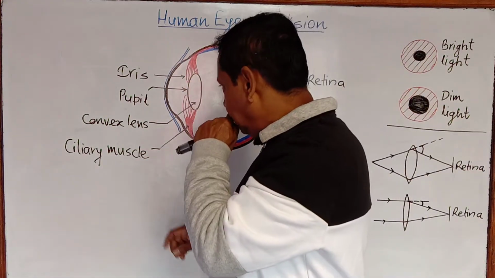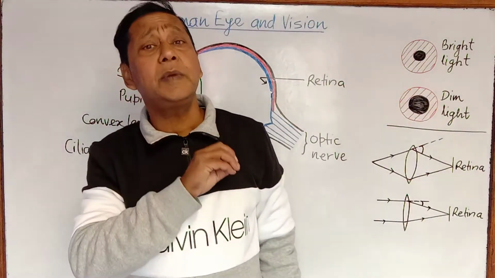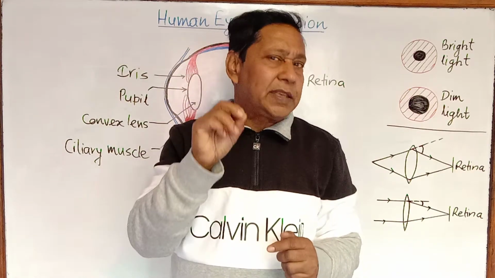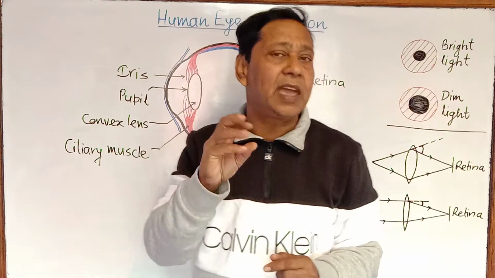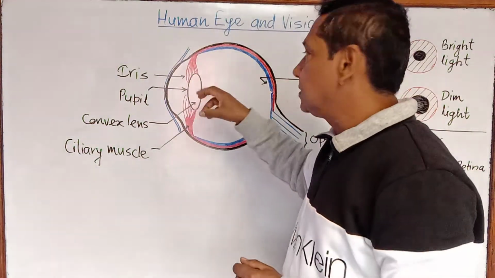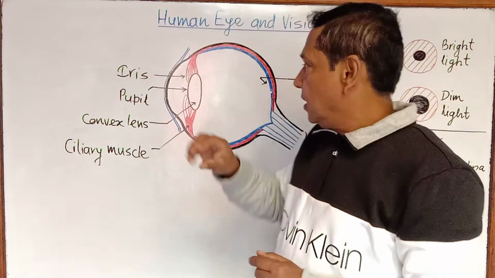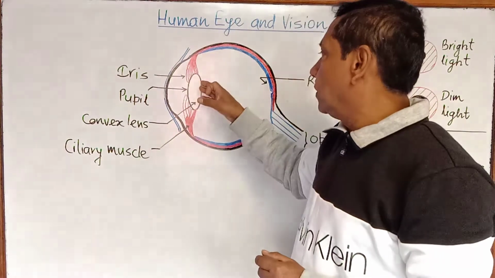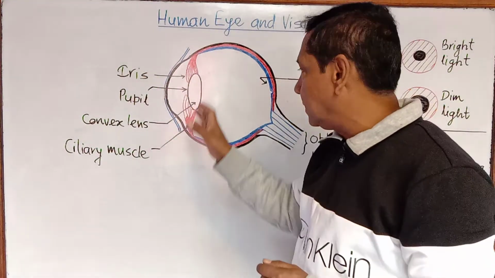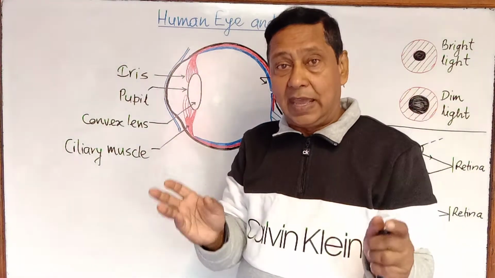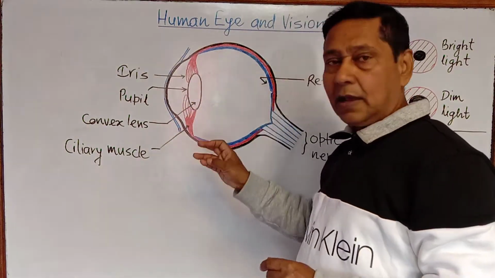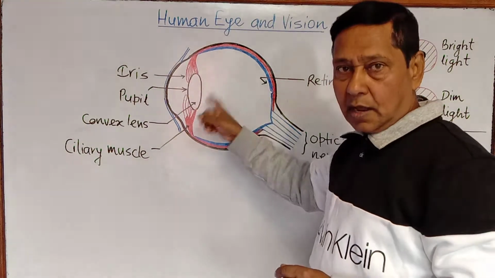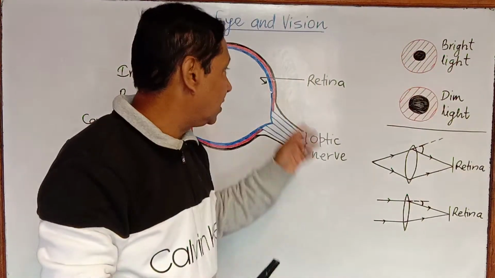Now let's talk about the convex lens. The convex lens of the eye is made of living elastic cells, and they are packed in an elastic capsule. And since the capsule is elastic, according to the requirement it becomes sometimes thicker and sometimes thin. And when light enters into the convex lens of the eye, the convex lens converges it, and it makes a real, inverted and diminished image on the retina. This is the function of the convex lens. It forms a real, inverted and diminished image on the retina.